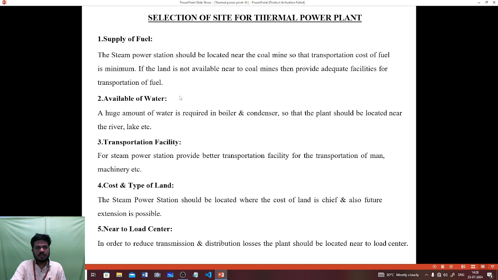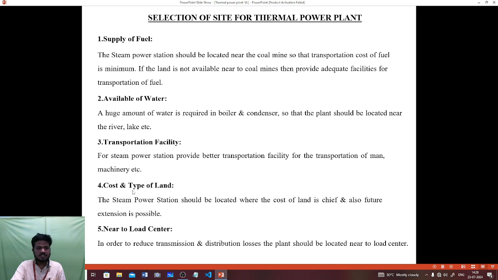Next, the availability of water. It is a major requirement for a thermal power plant. A huge amount of water is required in the boiler and condenser, so the plant should be located near a river or lake, which is adequate. Then another major issue is transportation facility. For a steam power station, provide better transportation facilities for the transportation of men, machinery, raw materials, etc.